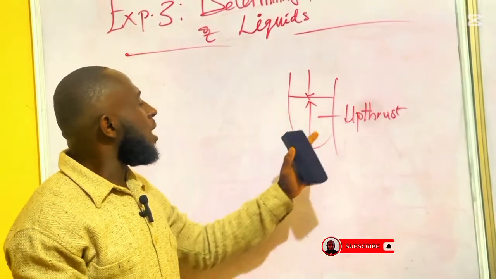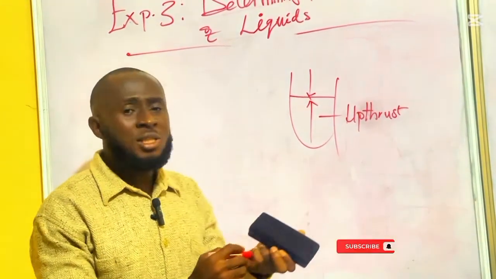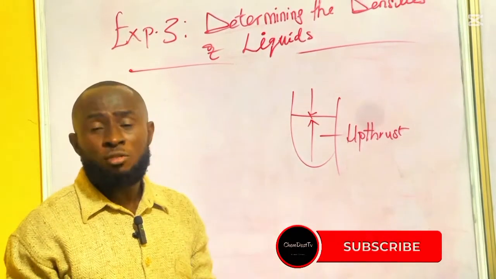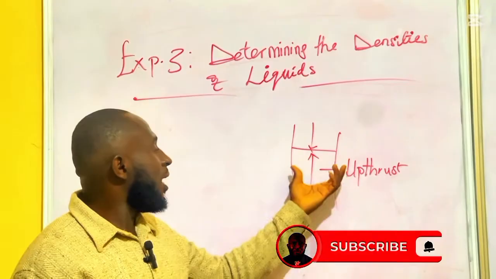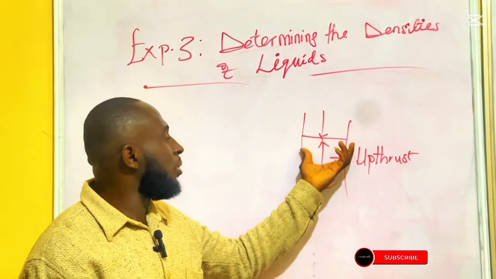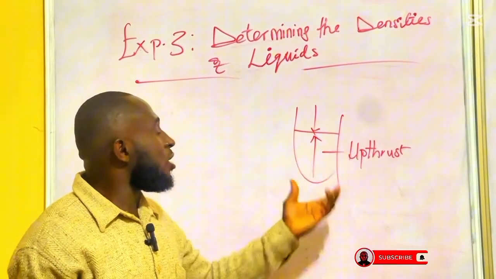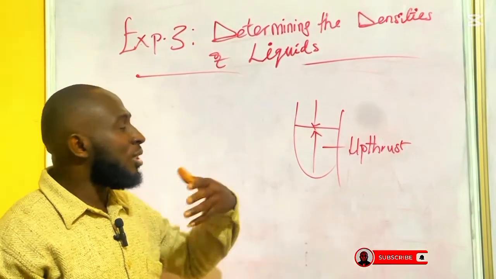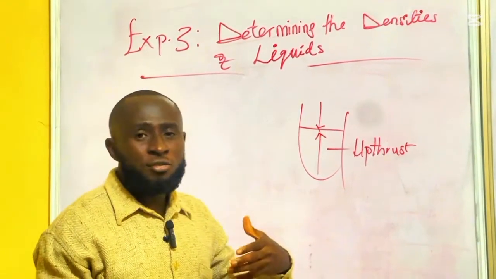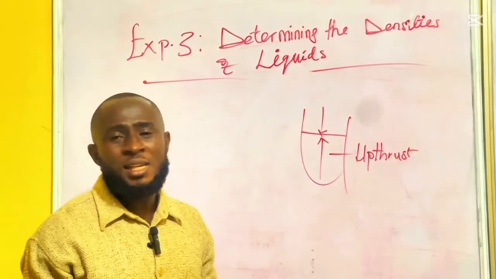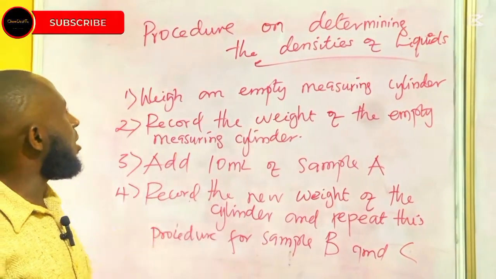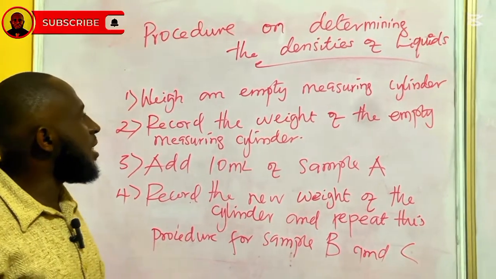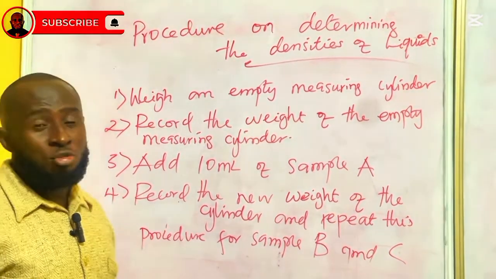Most times when it comes to liquids, viscosity, the rate of flow or how viscous a liquid is, does not have a role to play when it comes to density. And so we're talking about how to get the density of liquids despite their viscosity. These are the steps to determine the density of the samples you'll be working with.